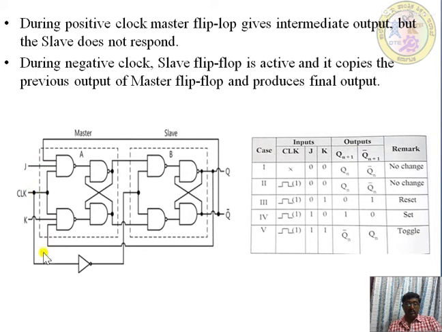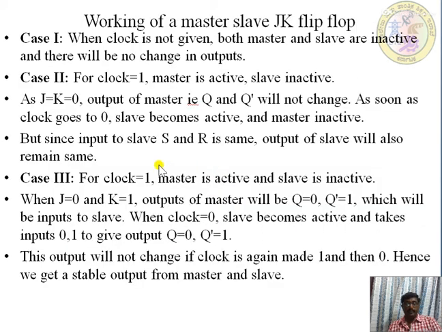Once again, when clock is equal to 0, at that time the master will be in an inactive state and the slave will be in an active state. Whatever the output is coming from the master, the same thing will be copied by the slave and we will get the output. That is, whatever the previous value was, the same value will come at the output Q and Q bar. Since the input to the slave is the same, the output of the slave will also remain the same.